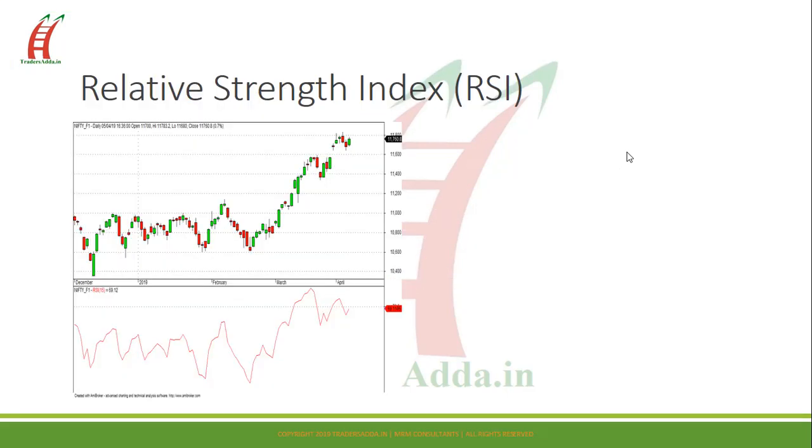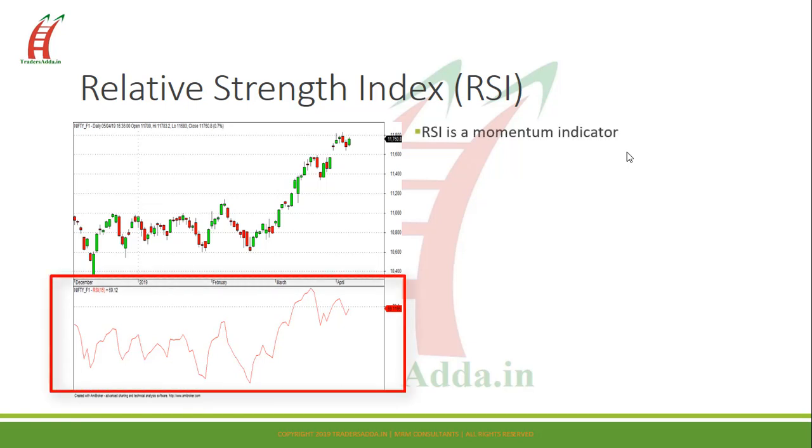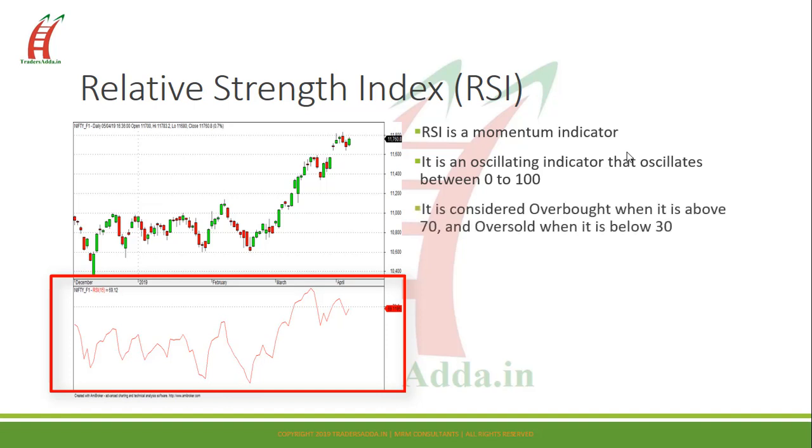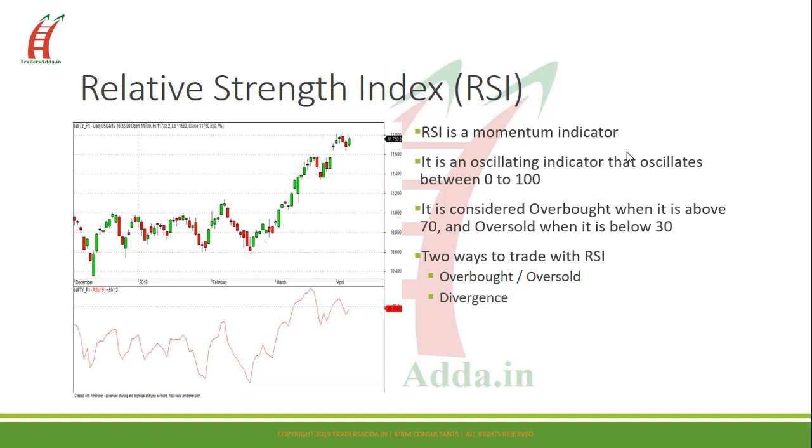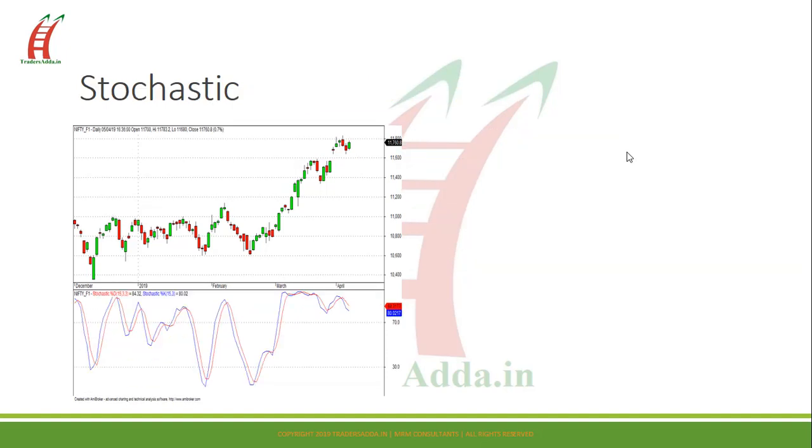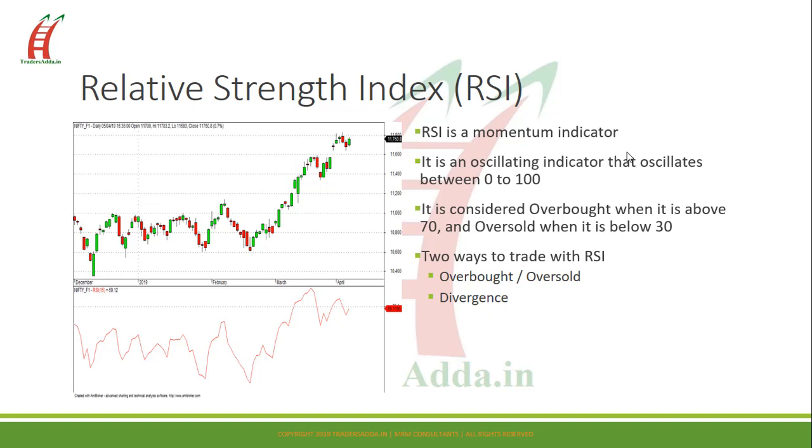Now we will look at some of the popular indicators one by one. Relative Strength Index, RSI. RSI is a momentum indicator. It is an oscillating indicator that oscillates between 0 to 100. It is considered overbought when it is above 70, and oversold when it is below 30. Two ways to trade with RSI are overbought or oversold, that is, if RSI indicates overbought, traders tend to sell the stock and vice versa. Divergence, that is when the price of a stock and the RSI move in opposite directions, traders tend to buy or sell depending on the type of divergence.